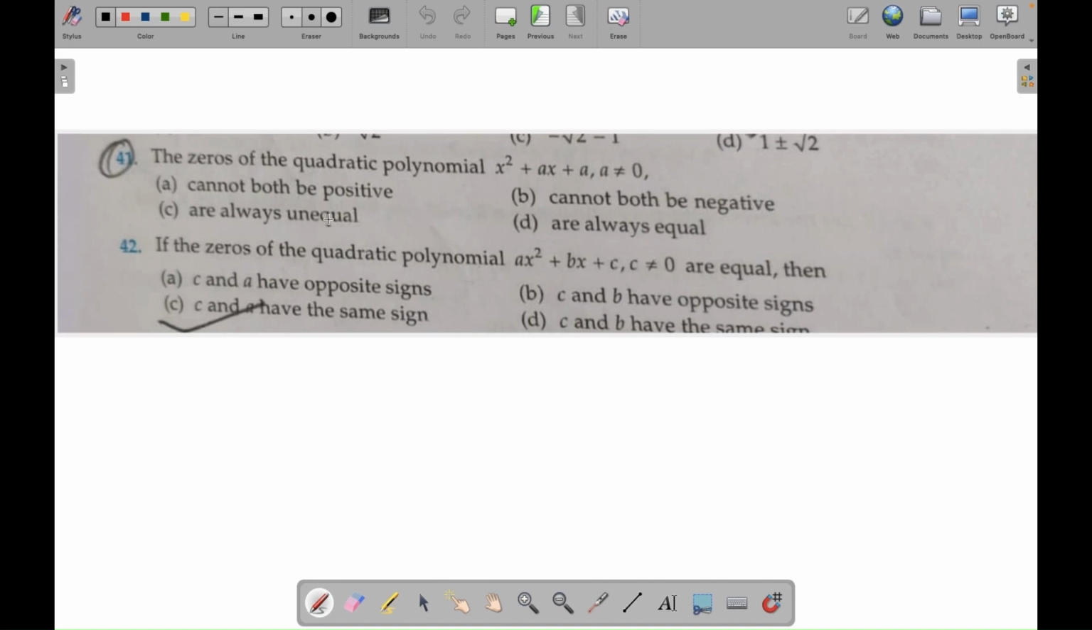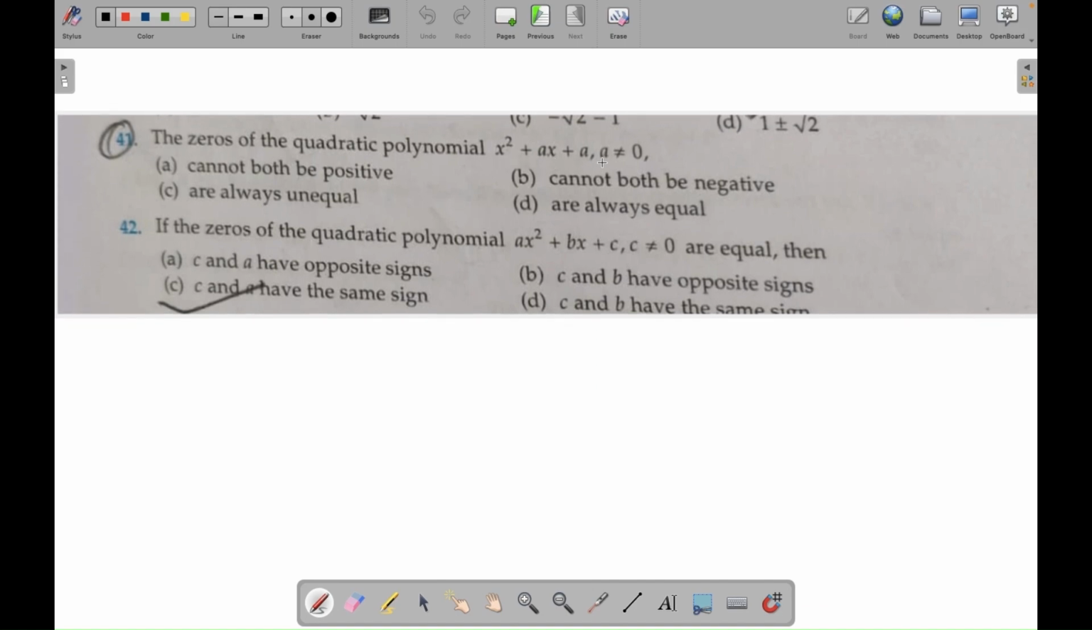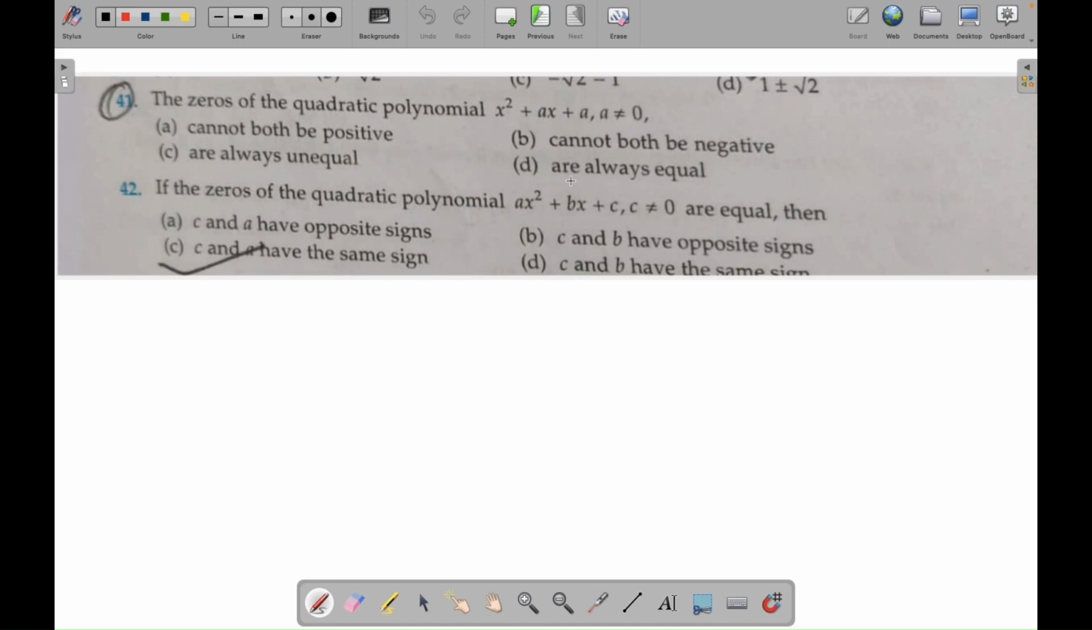The zeros of the quadratic polynomial x square plus ax plus a, where a is not equal to 0. So here what you need to do is, say alpha and beta are the roots. It is asking about the signs of the roots. So you'll just write alpha plus beta equals minus a, and alpha beta is a. Now it is saying cannot both be positive or cannot both be negative. So you just have to try to find the signs of alpha and beta.